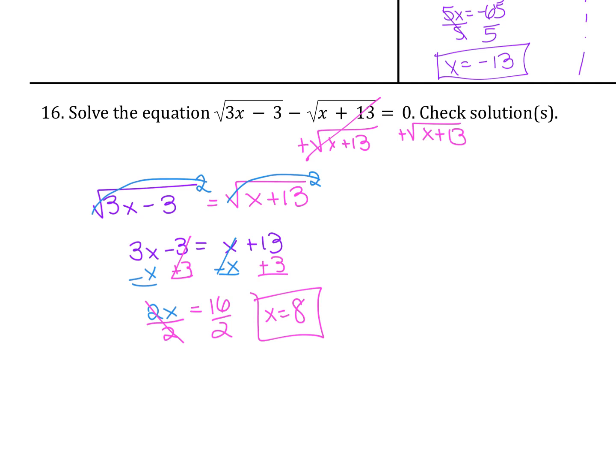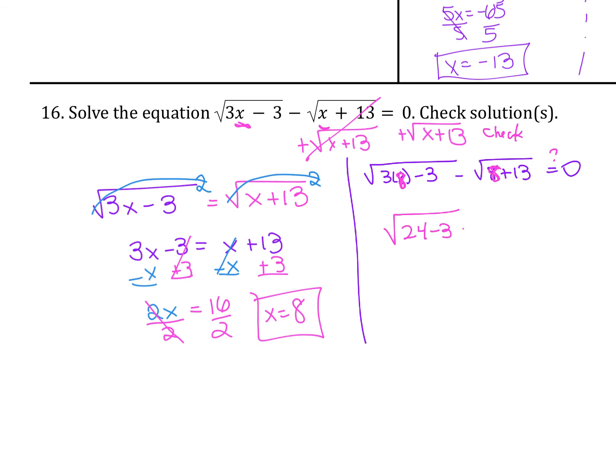So then you could check, plugging it into the original. X is 8, so 3 times 8 - 3 - the square root of 8 + 13 equals 0. Again, I'm just plugging 8 into the original equation here, and then we just check to see that this is true. This is our check. So 3 times 8 is 24, minus 3 is 21, so the square root of 21 minus the square root of 21. So 0 equals 0. Therefore x equals 8 is our solution.